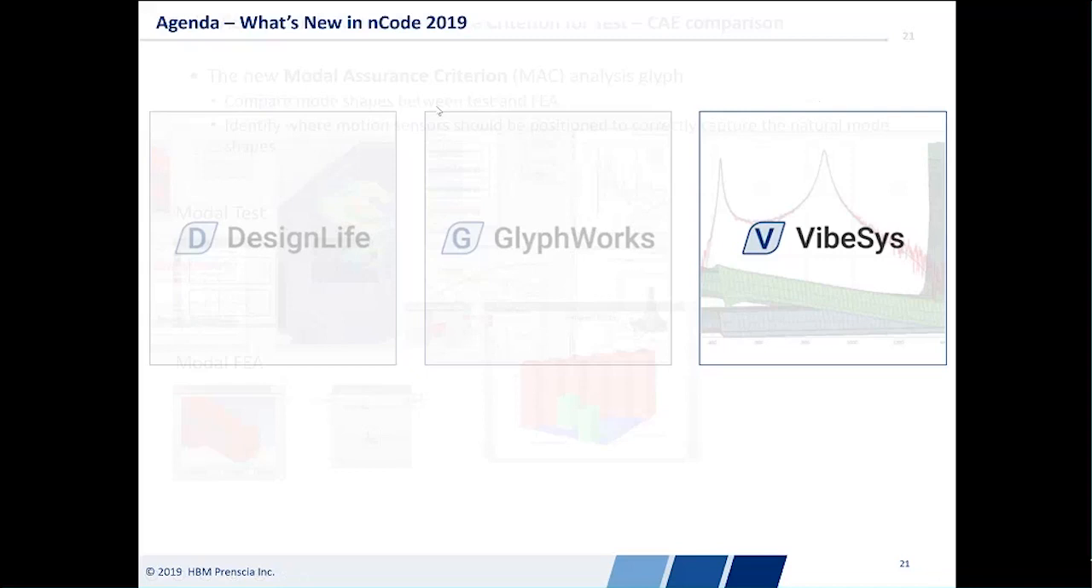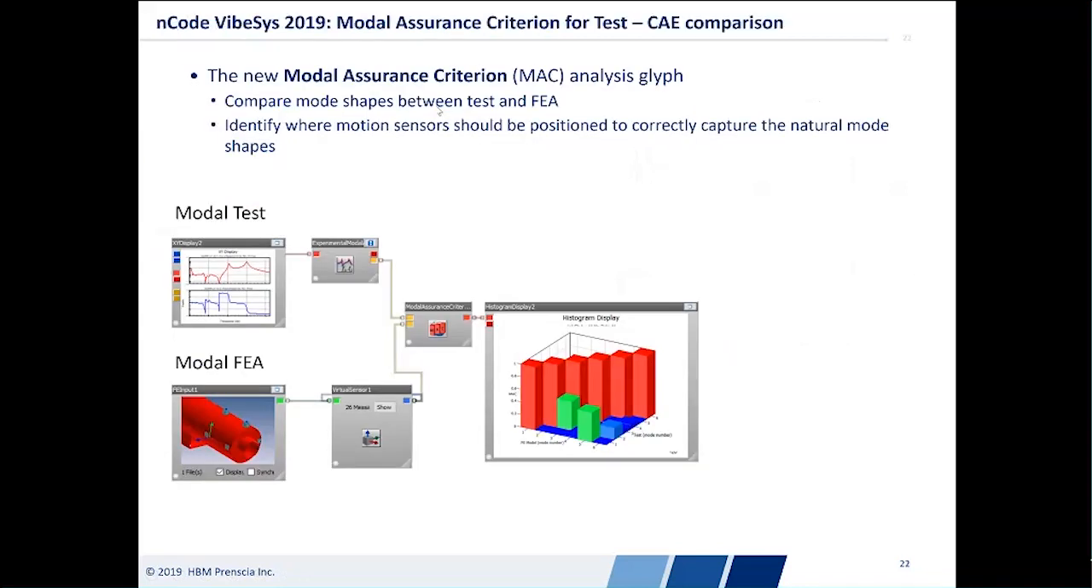So the main new feature in VibeSys is this new Modal Assurance Criterion, or MAC glyph. This one enables you to compare the mode shapes between test and FEA typically. So that's its main use. So here, for instance, we obtain this histogram, and it's comparing mode shapes 1, 2, 3, 4, 5 of the FE model, after running my finite element analysis, with mode shapes 1, 2, 3, 4, 5 that I've measured using accelerometers on the real equipment, right?